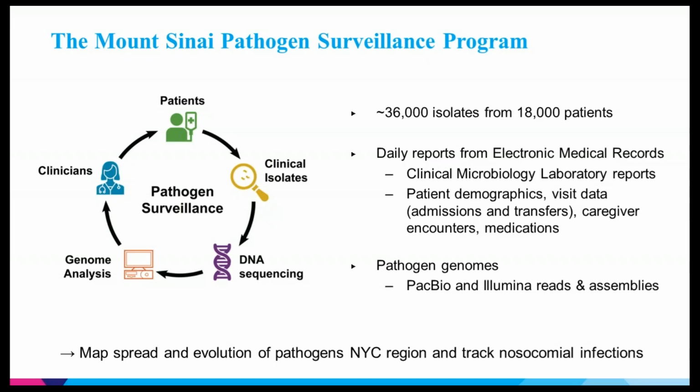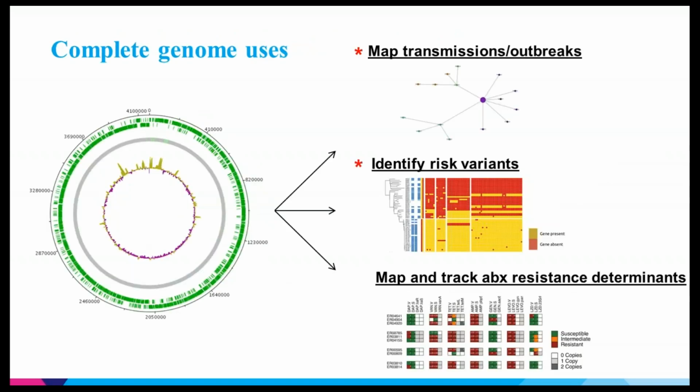We don't just do whole genome sequencing, we also integrate reports from electronic medical records, so we know where patients are in the hospital, we know their demographics, caregivers, encounters, and medications, so we can integrate all this information together to get a better picture of how genomes and pathogens evolve. We mainly use PacBio sequencing to do this, to map the spread and evolution of pathogens and to track nosocomial infections.